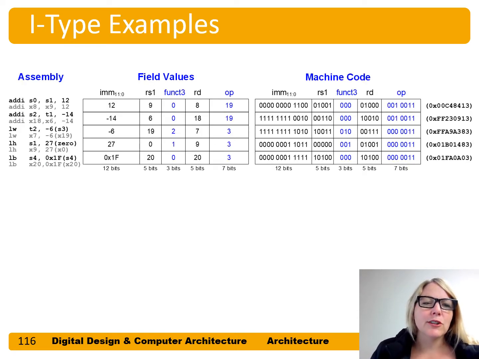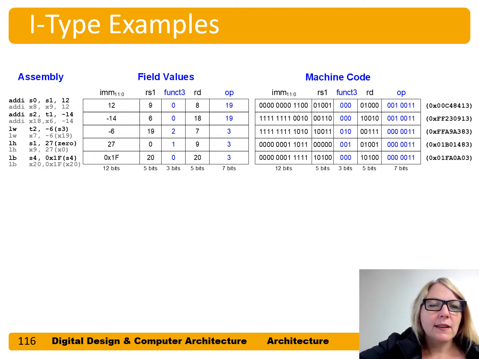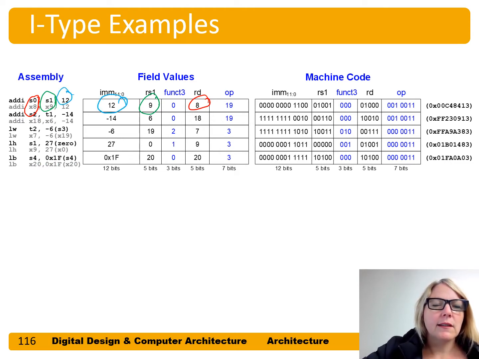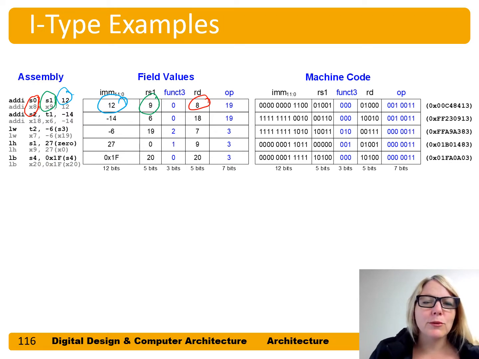Here are some examples of I-type instructions. Here's the add immediate instruction that has a destination register, RD, a source register, RS1, and our signed immediate. In this case, the immediate is the number 12. And again, we convert those names to register numbers, X8 and X9. So here we have our RD field, 8, and our RS1 field, our source register, 9, and finally our immediate, in this case 12. It's a 12-bit signed immediate that happens to be the number 12.